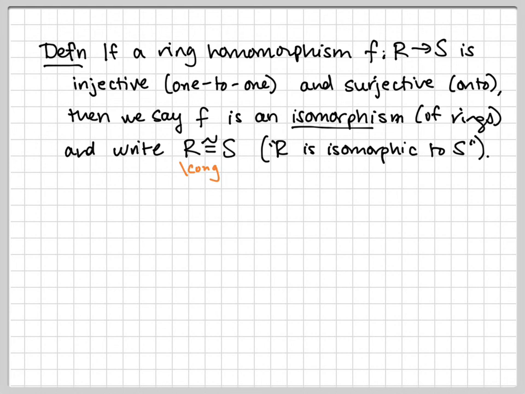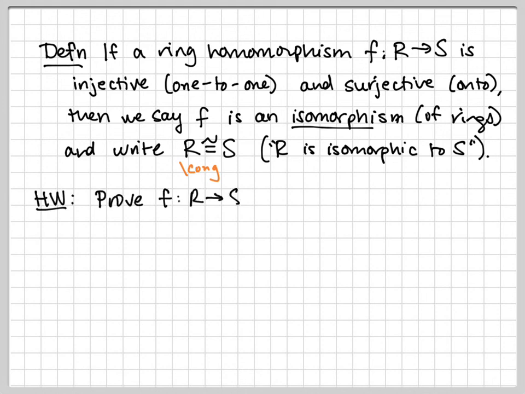To show that R and S are isomorphic, typically we have to build the isomorphism between them. So if we've got this nice ring homomorphism that's one-to-one and onto, then we say it's an isomorphism. The word homomorphism means similar shape or similar structure, and the word isomorphism means same structure or same shape.